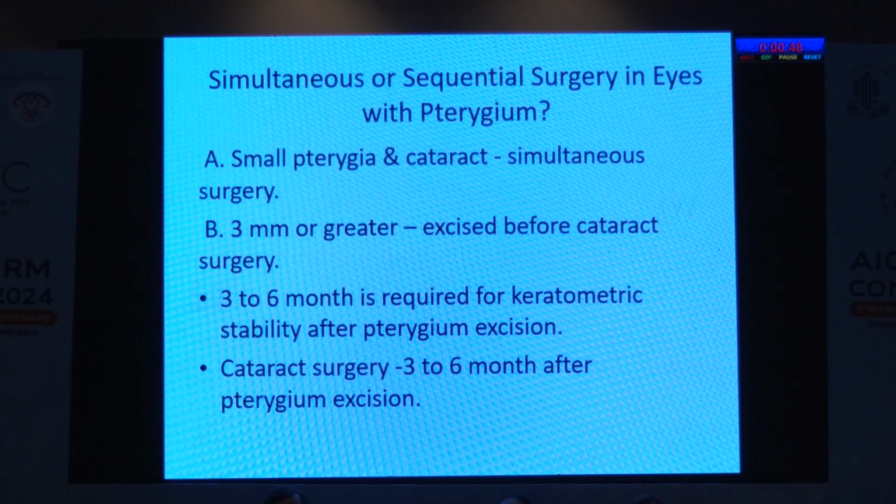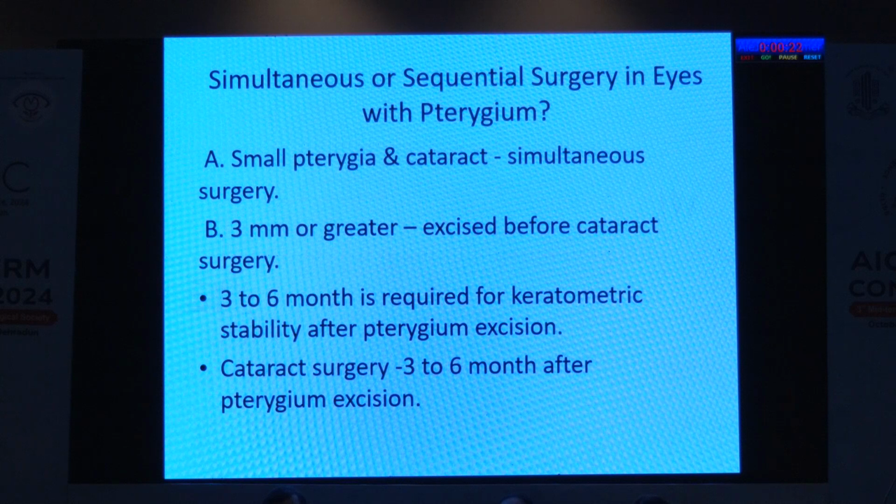So the question arises: should we go for simultaneous or sequential surgery in an eye with a pterygium? If there is a small pterygium and cataract and it is not causing more than 0.75 astigmatism, we can go for simultaneous surgery. If the size of the pterygium is 3 mm or greater, we have to excise it before the cataract surgery. And often there is confusion: what is the waiting period?